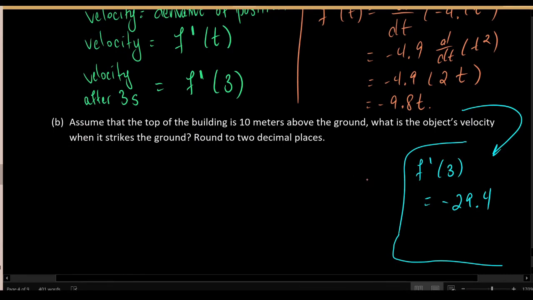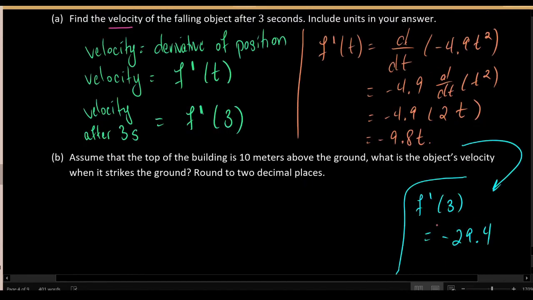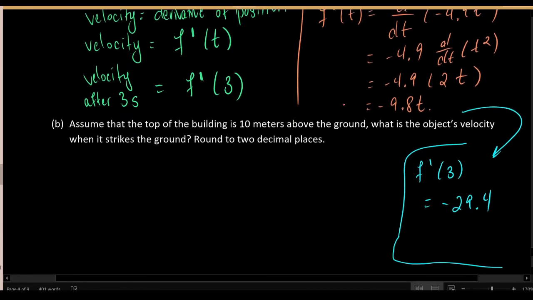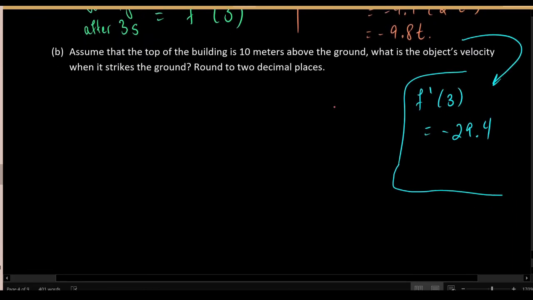Now the question is, what would the units be of this velocity? We were given the fact that the units of the outputs, the y values, were meters, and the units of the inputs, the t values, were seconds. So if I am measuring a rate of change of this function, the units of the rate of change are going to be meters divided by seconds. We might say this in English as meters per second, which would be a little more natural, I think.